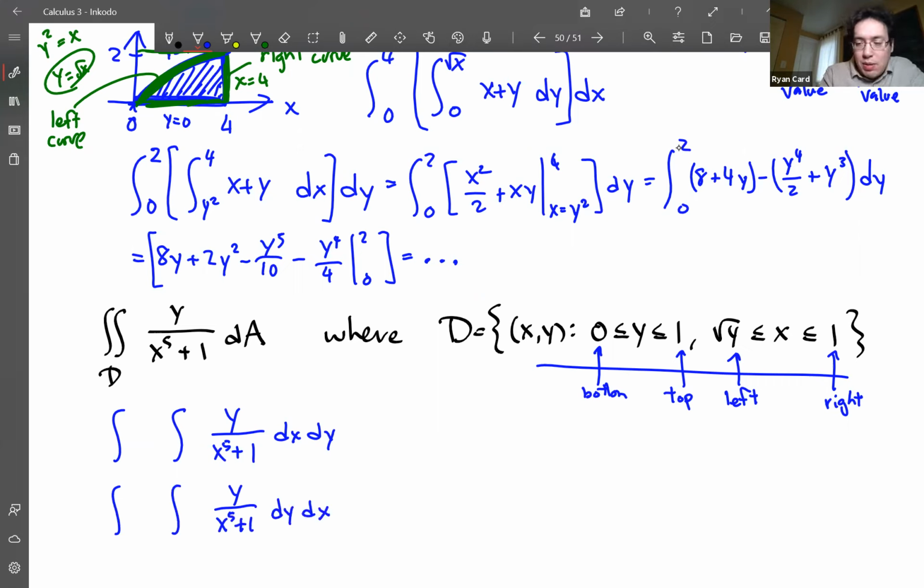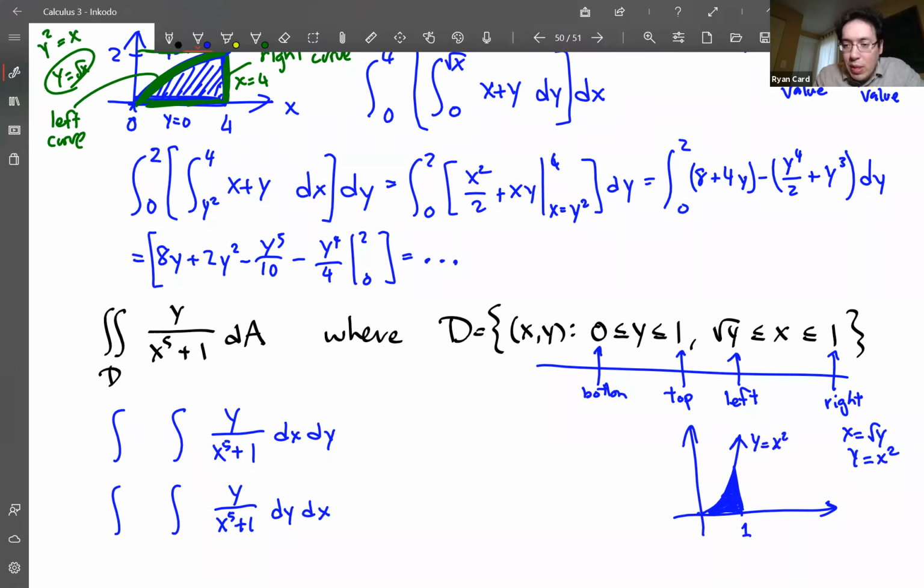Okay. And I want to draw this as well. Okay. Let's see. So the left curve x is equal to square root of y. That's another way to say y is equal to x squared. So this is a parabola. Okay. That's the left curve. And the right curve is x equals 1. Okay. So we're trapped between those two curves. Okay. And then the bottom is 0, and then top is 1. And I believe that's where it intersects. So this looks good.